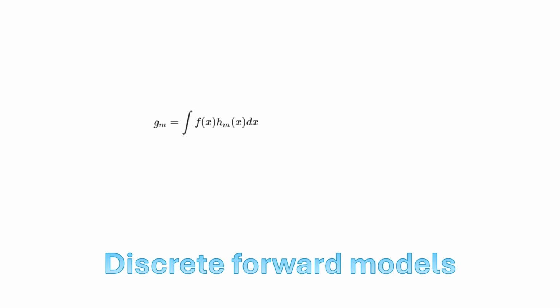We are familiar with the linear transformation between objects and measurements mediated by the impulse response, G equals F integrated against H sub M. We are also okay with F of X equals the sum over N of F sub N multiplied by phi sub N, where phi sub N now is our representation basis. We can use these two equations to turn the integral equation into a discrete linear transformation.